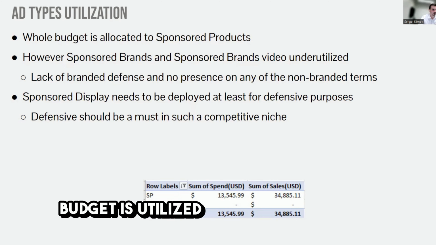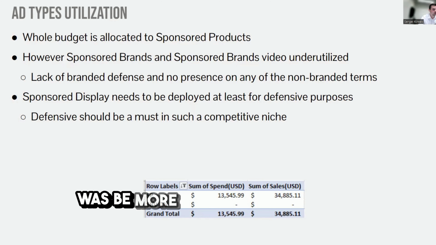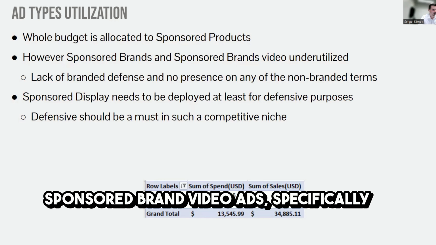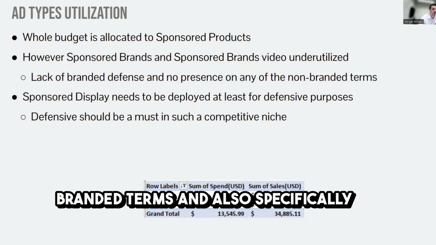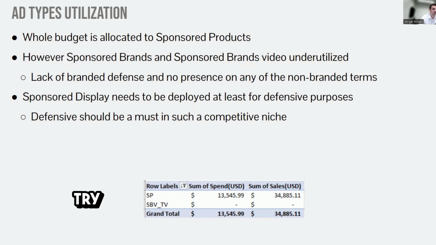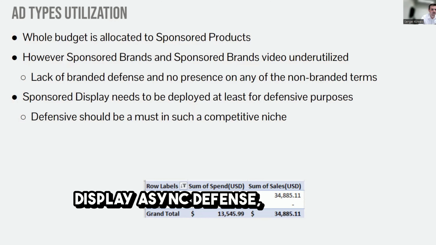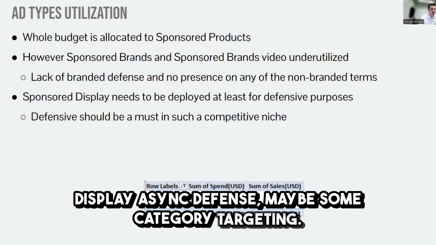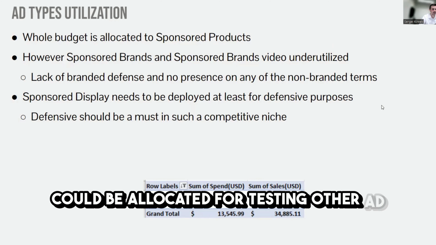All the budget is utilized in sponsored brands. So a couple of things that I suggested here was be more aggressive with your sponsored brand and sponsored brand video ads, specifically at brand defense and branded terms. And also specifically on sponsored display, right? Try some sponsored display ASIN targeting, sponsored display ASIN defense, maybe some category targeting. 5 to 10% of the budget could be allocated for testing other ad types.